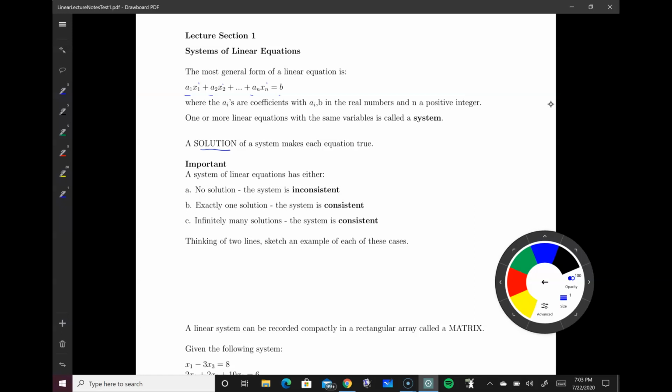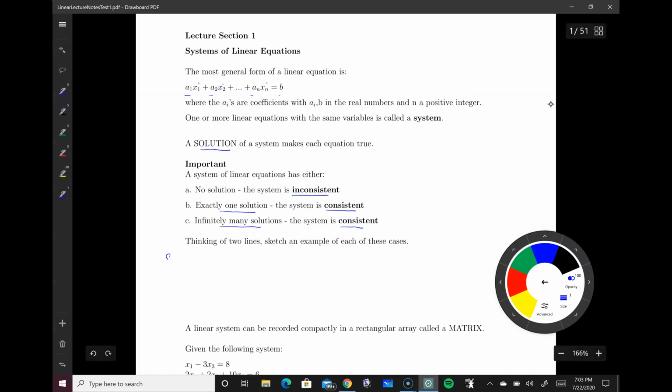All right, so we have 3 cases. We have the case where the system is inconsistent, or we have the case where the system is consistent, with one solution, and then we have consistent with infinitely many solutions.